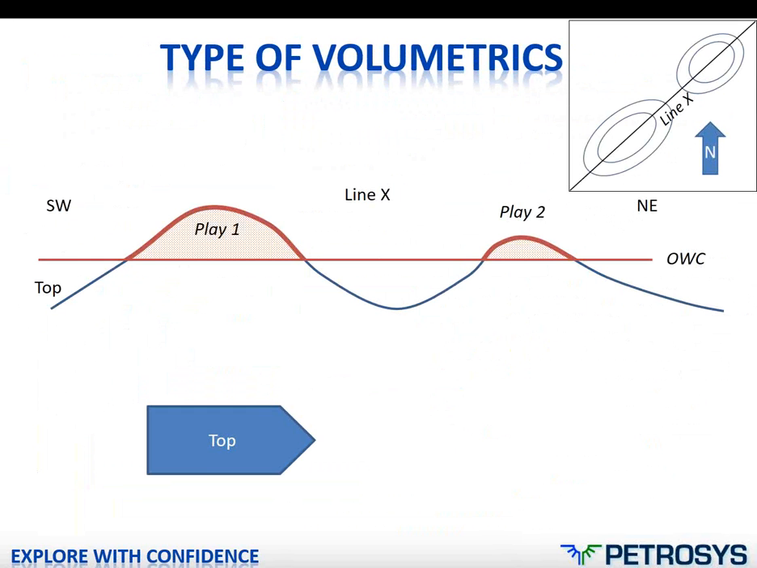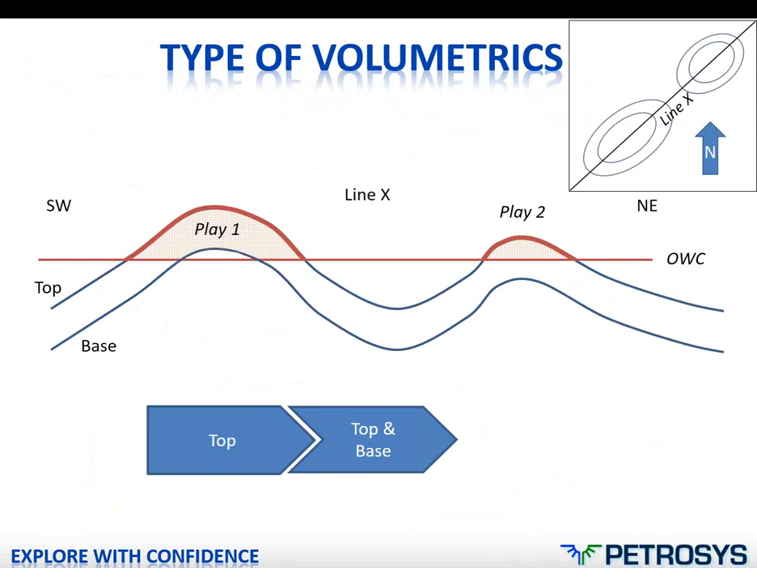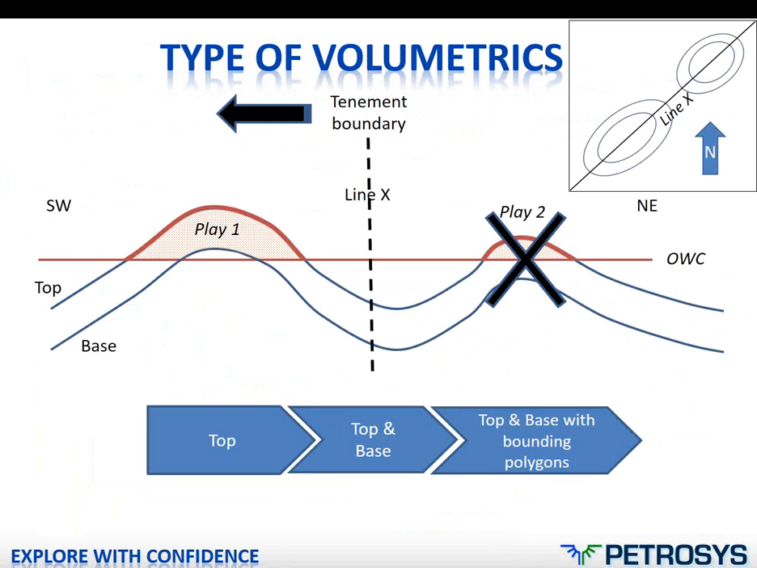Let's say that we restrict this even further using a base grid, and now we have constraints using the base of this formation. And if we add on top of that some bounding polygons to restrict the plays, then we are only considering the volumes for play 1 for this particular scenario.